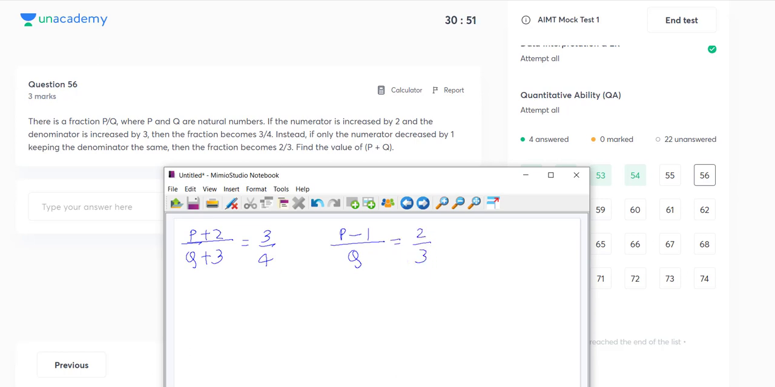So 2 linear equations, a very simple question. Let's solve this. We come to know that 2Q is equal to 3P minus 1. And we come to know that 4P plus 8 is equal to 3Q plus 9.